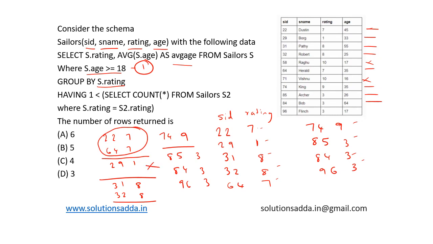This group will not be returned. This group would be returned. This group will not be returned, and this group will be returned. So in total 3 rows, this 1, this 2 and this 3. 3 rows would be returned. So the correct answer is option D, 3.